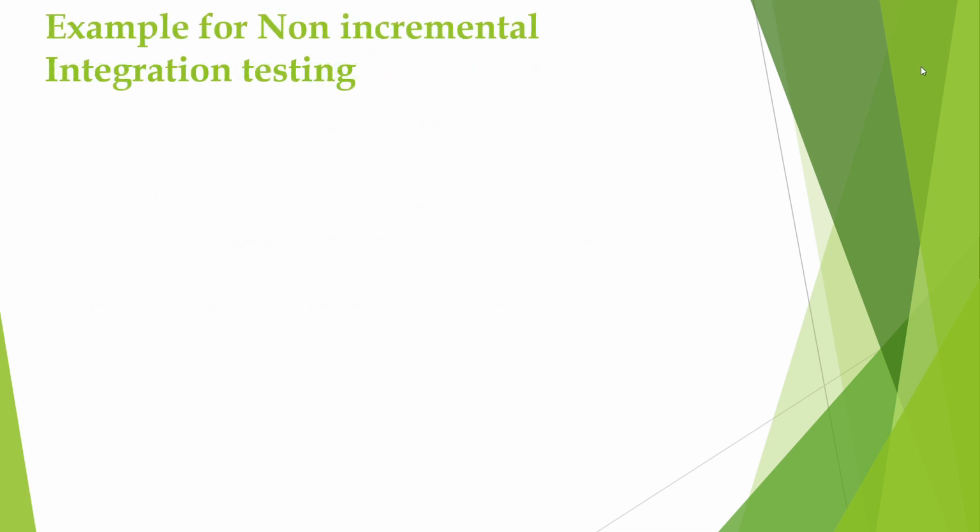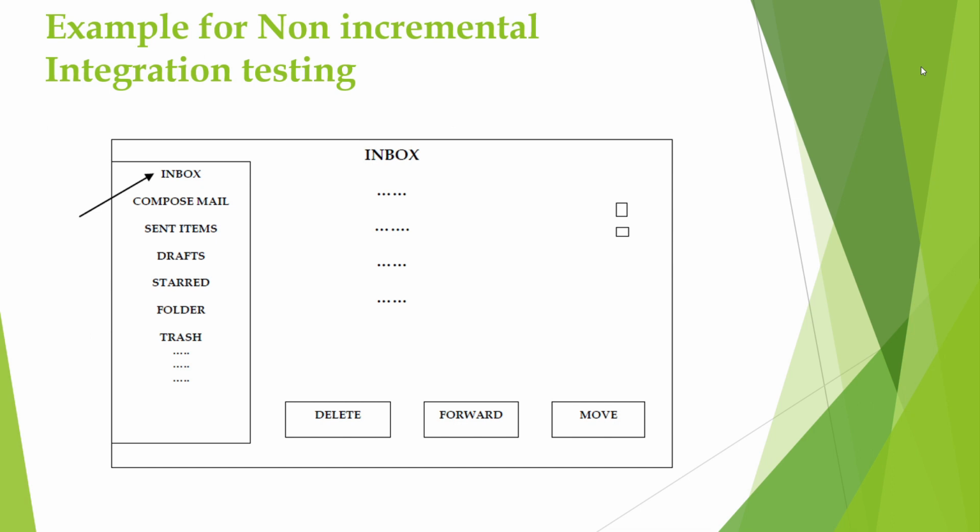We'll see an example for non-incremental integration testing and understand it clearly. We can see a diagram of a Gmail inbox here. We'll first log into Gmail, then we'll click on the inbox. Then when we are redirected to the inbox page, we have to do non-incremental integration testing because there is no parent or child process here. So we should be doing only non-incremental integration testing. This is how a non-incremental integration testing feature looks.